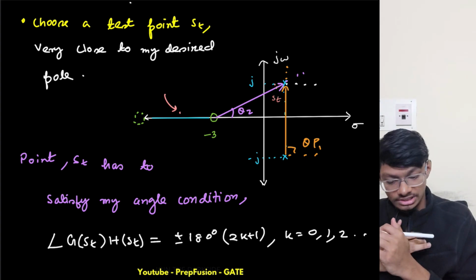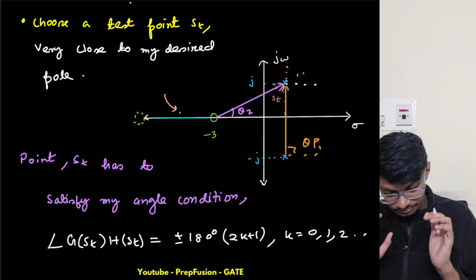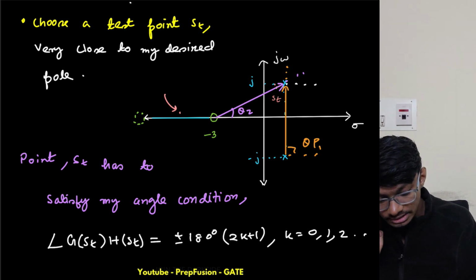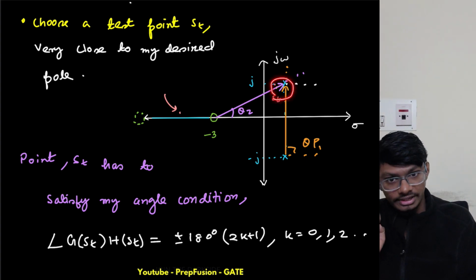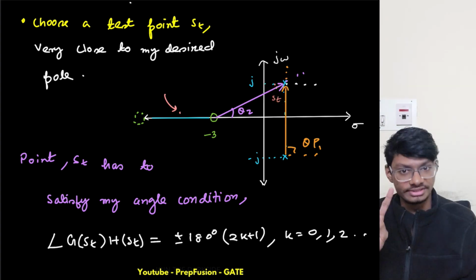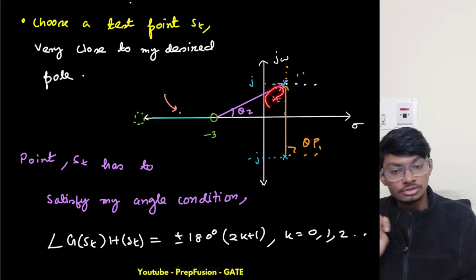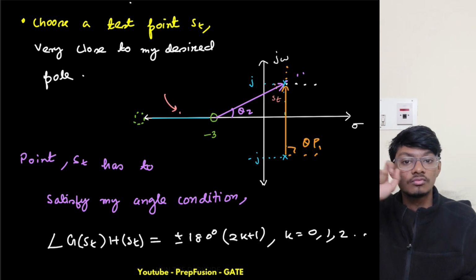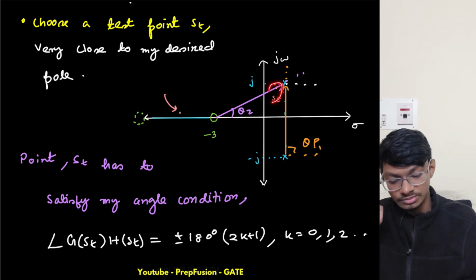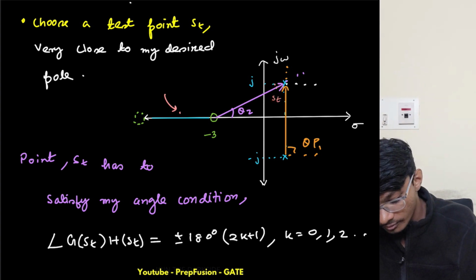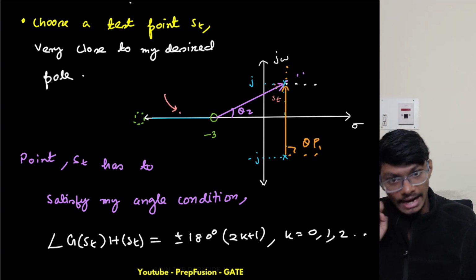So that is what it has to satisfy. Now what is the thing? The thing is, I am at this test point, not at the pole itself. I'm at the test point. So the test point has to satisfy that 180 degree angle condition, right? I'm at the test point, and some value will come at this test point also, right?